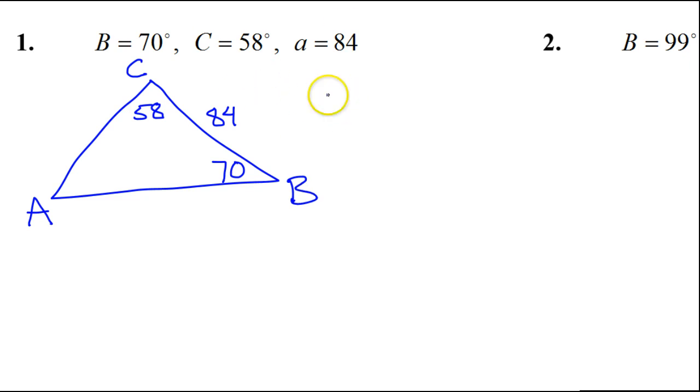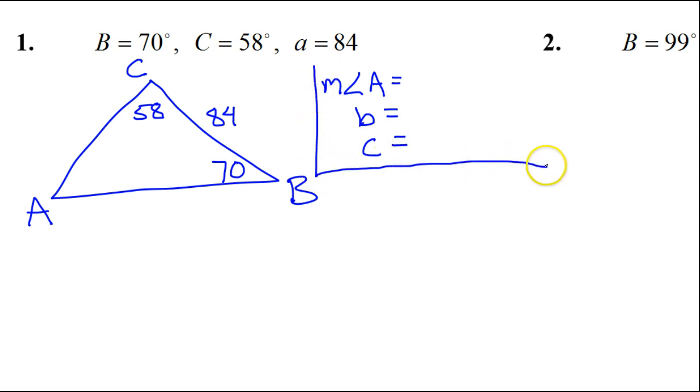Okay, but before we do that, let's go ahead and write our solution box for the missing stuff. So we're going to need to find the measure of angle A, because that's not given. And we will need to find side B. And we will need to find side C. Once we find these three quantities, we will have solved the triangle.